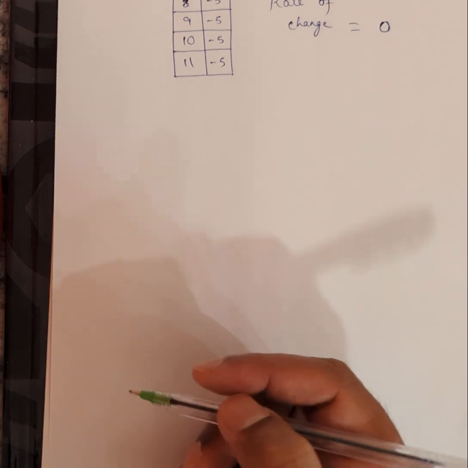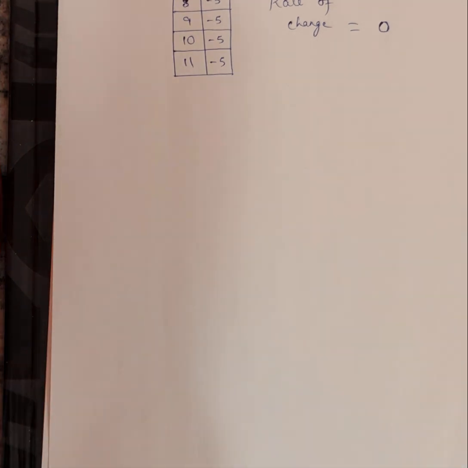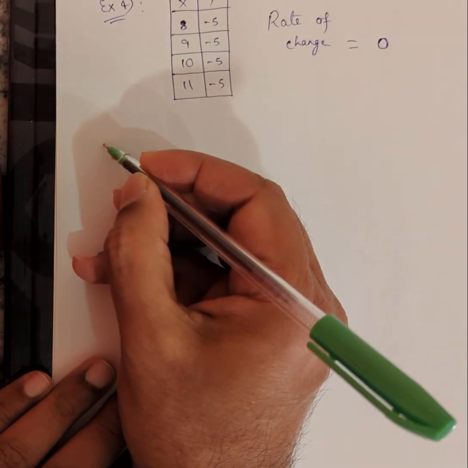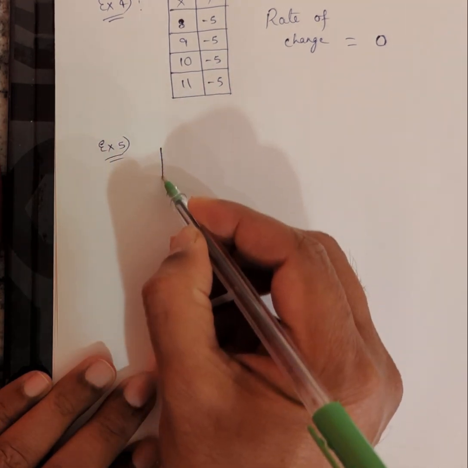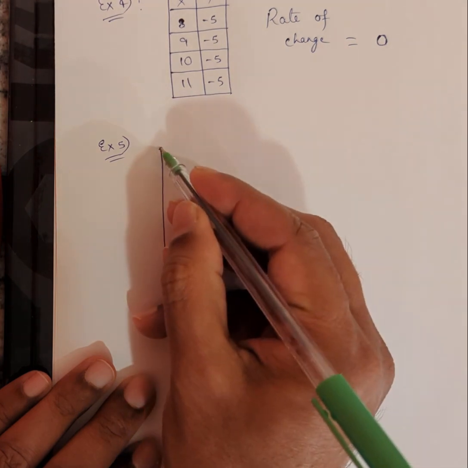All right, in all these examples, x was going up by 1. So let's look at some other example where x's do not go up by 1.